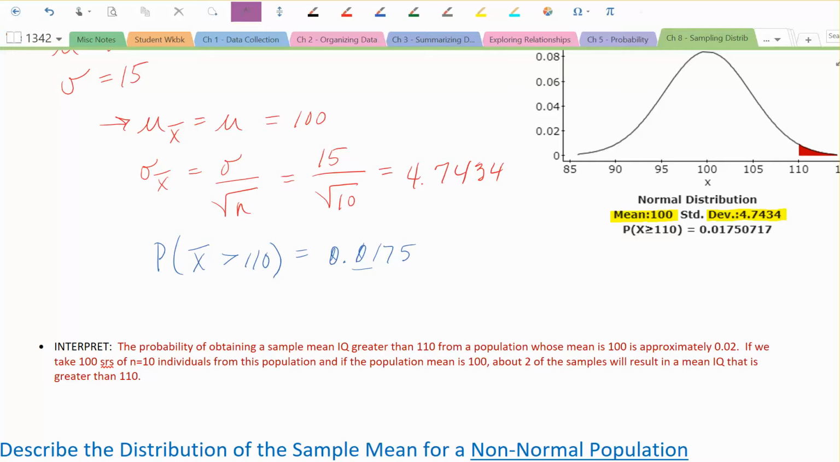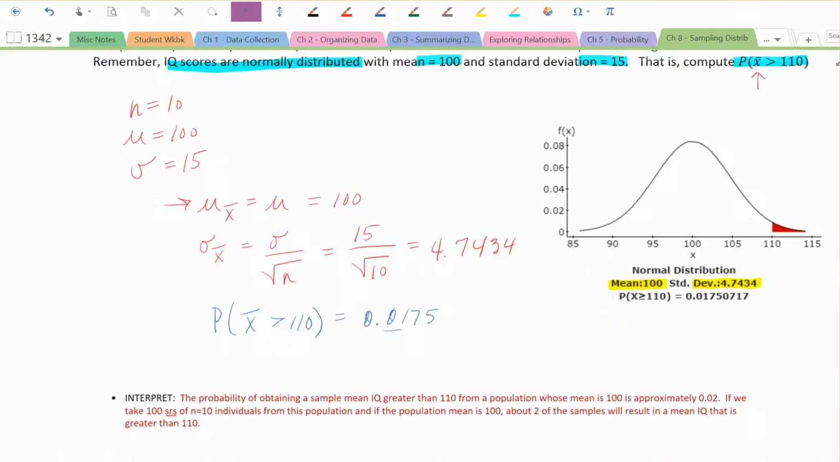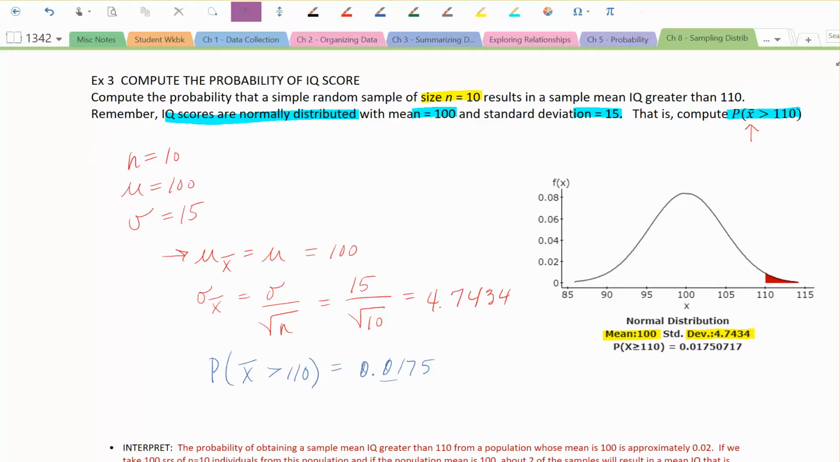And you can see that's the interpretation that I have written down here. The probability of obtaining a sample mean IQ greater than 110 from a population whose mean is 100 is approximately 0.02. In other words, if I were to take 100 simple random samples of size 10 from this population, and if the population mean is 100, then about 2 of those samples are going to result in a mean IQ that is greater than 110. That is what the sample mean tells us, and it allows us to start inferring information about a population.